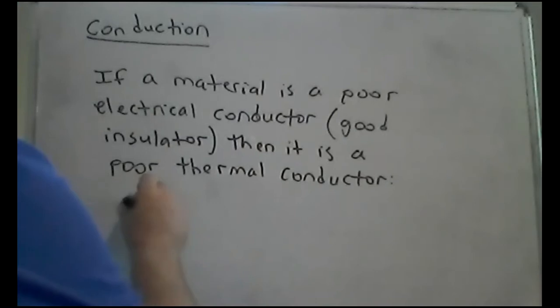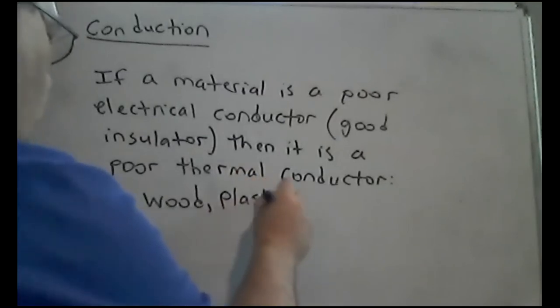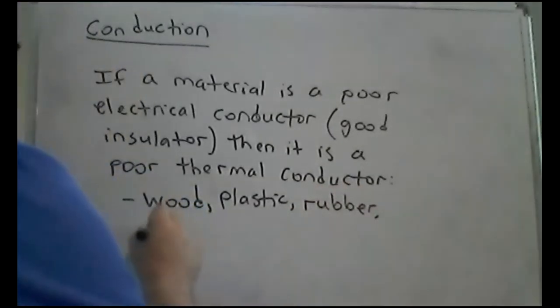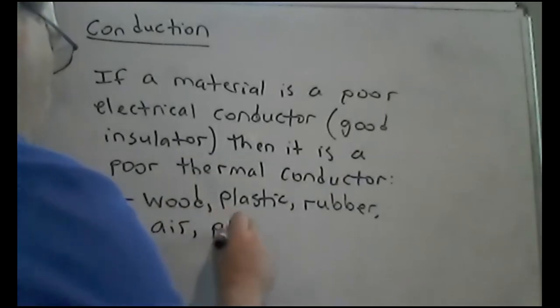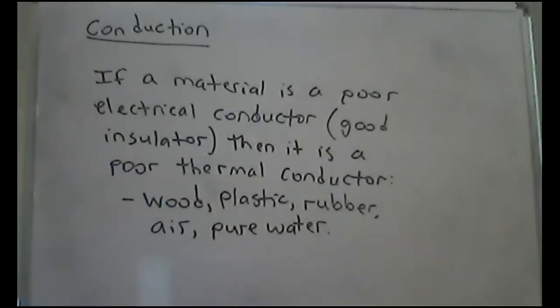Well, wood is one, plastic, rubber, air, pure water. So not salt water. Salt water has many ions in it. Salt, sodium chloride, dissociates into sodium and chlorine, so there's a whole bunch of ions floating around in salt water, and those are free charges. We haven't talked about Physics 2 yet, but that serves as a great conductor for electricity. Whereas pure water doesn't have any of that. So pure water, air, rubber, plastic, and wood are all good insulators.